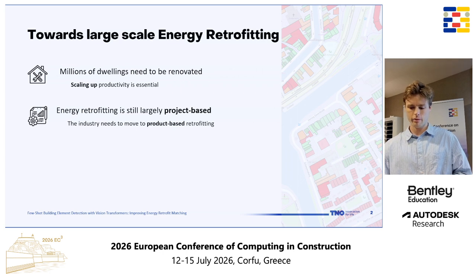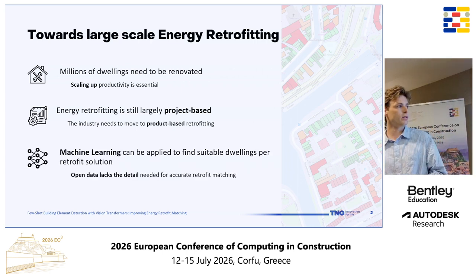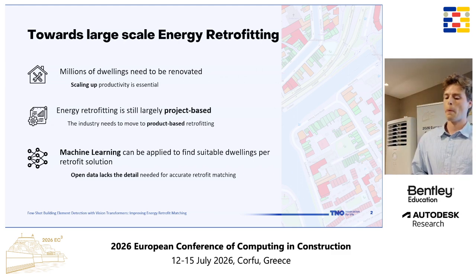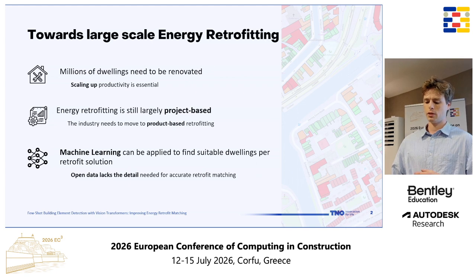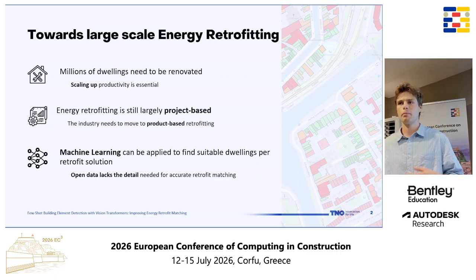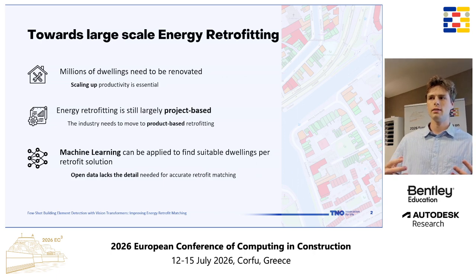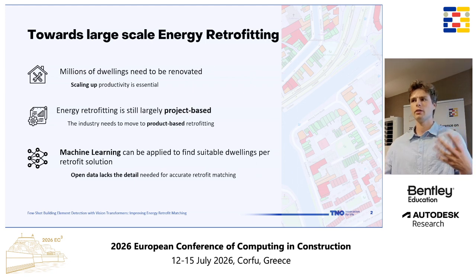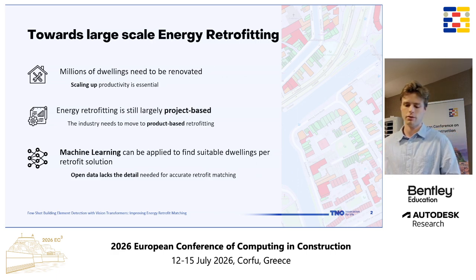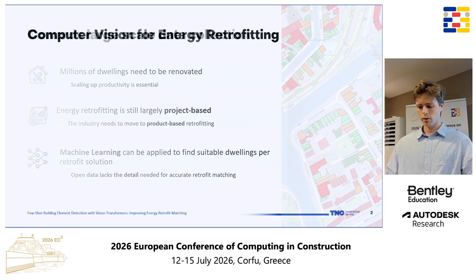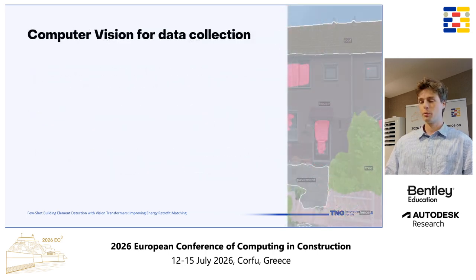Some companies already have retrofitting solutions that are multi-applicable, and so at TNO, we've developed a machine learning method, together with open data, to predict the applicability of those retrofitting solutions to certain addresses. But what we have found is that the open data still lacks the information depth to accurately describe the individual addresses. So then computer vision comes in.